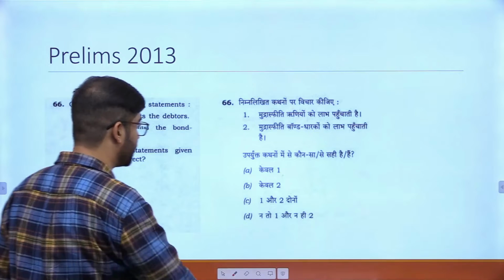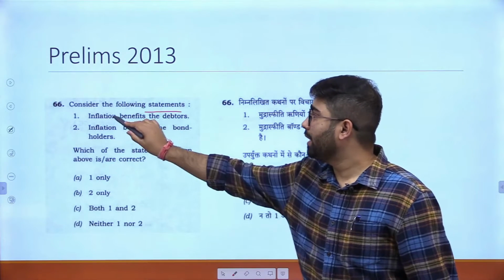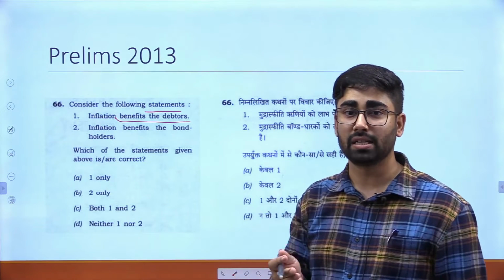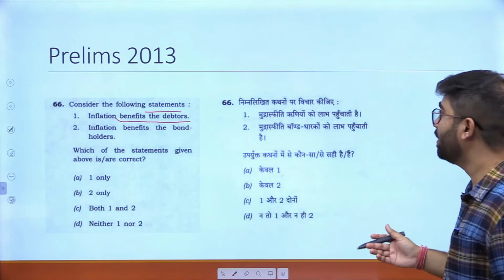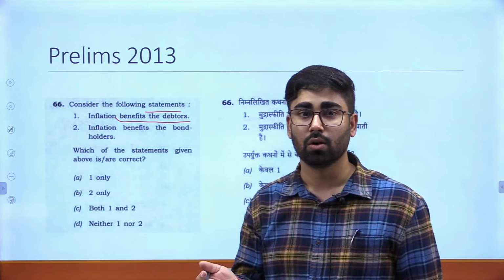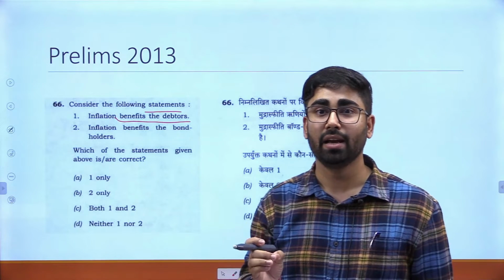Now, answer this one question for me, please. Okay. Consider the following statement. Inflation benefits the debtors. Debtors are those who have taken loans. Creditors are those who have given loans. Okay, debtors are those who have taken loans. यानी कि debtors कौन होते हैं?